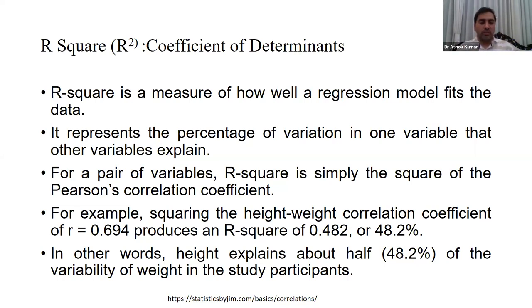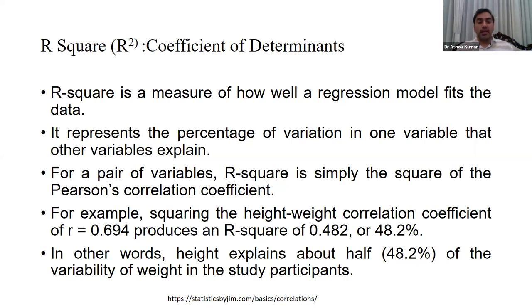For a pair of variables, that is, a dependent and an independent variable, R square is simply the square of the Pearson correlation coefficient, as I told you. For example, squaring the height-weight correlation coefficient. Suppose we got the height-weight correlation coefficient R equal to 0.694. So R square is the square of this 0.694. You can square it and check. It came to 0.482. We have to convert it into a percentage, that is 48.2 percent.